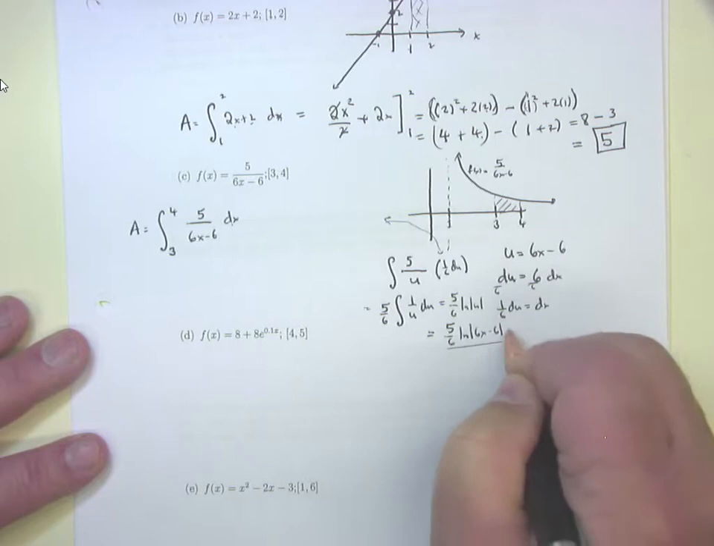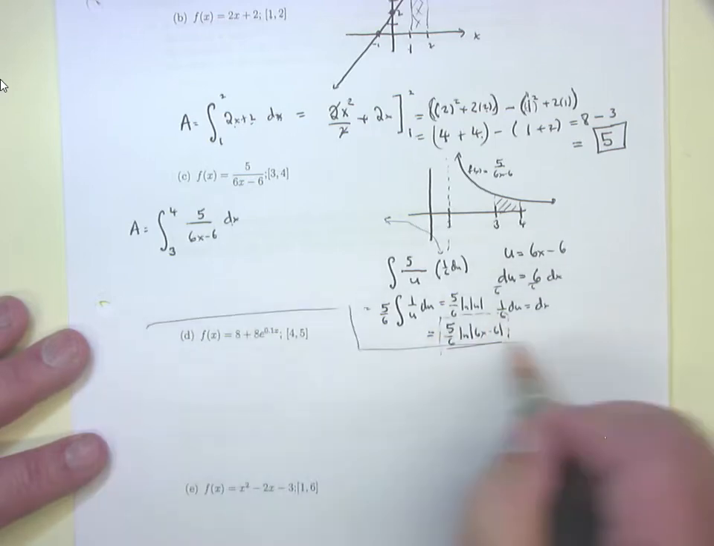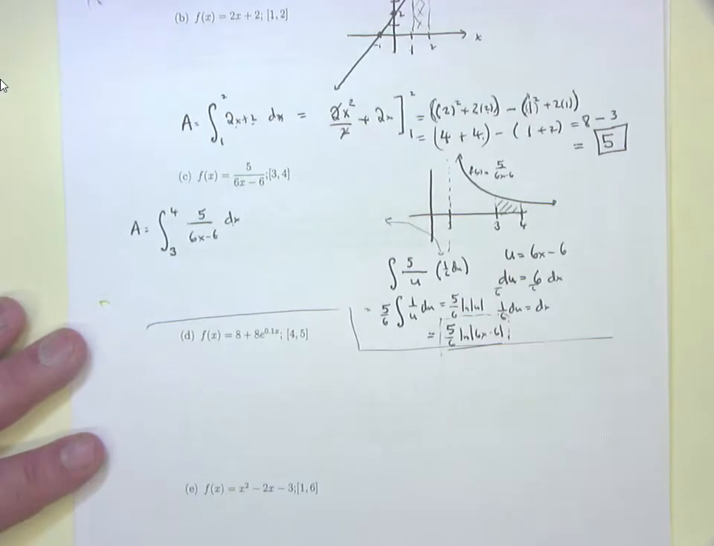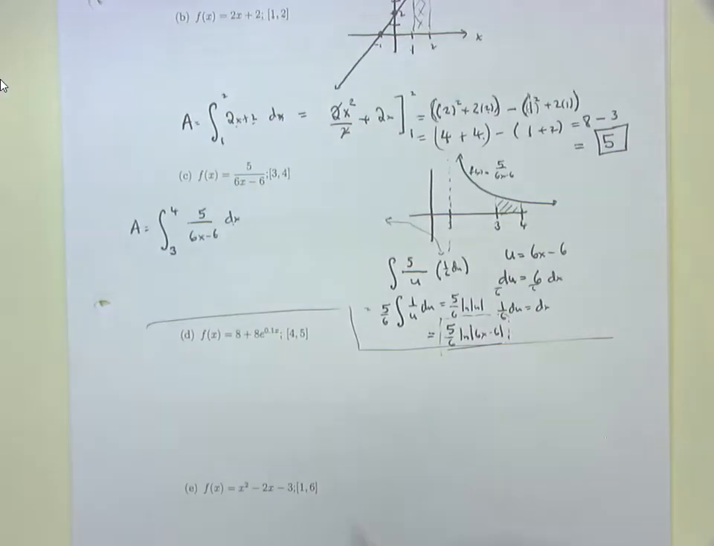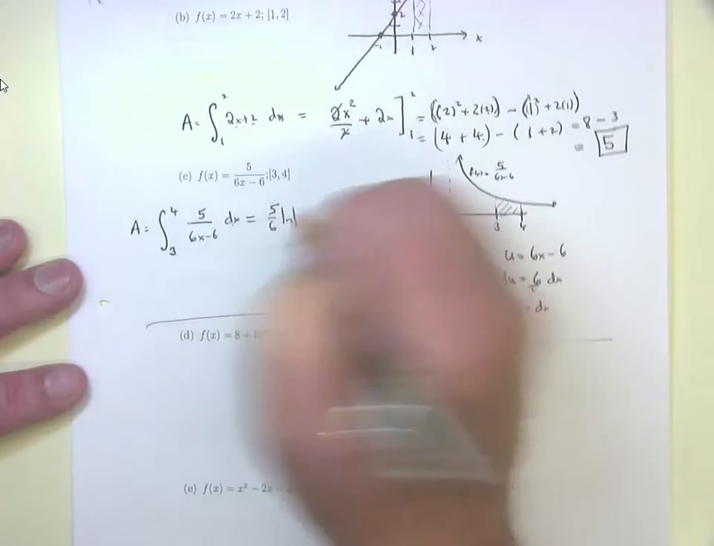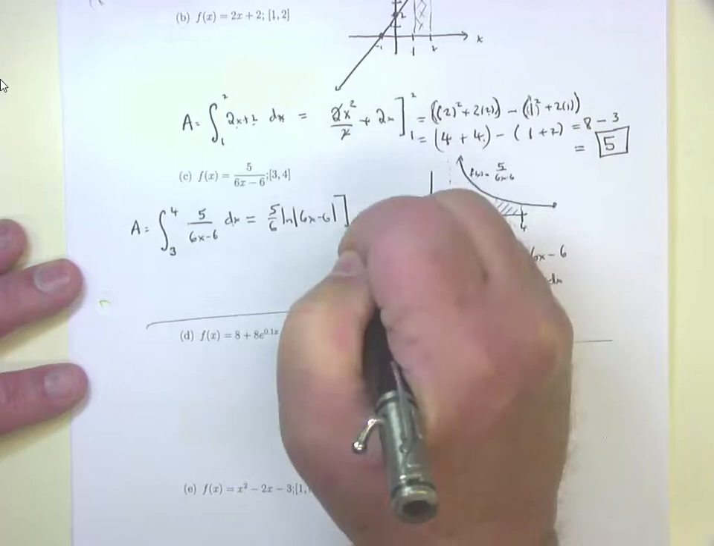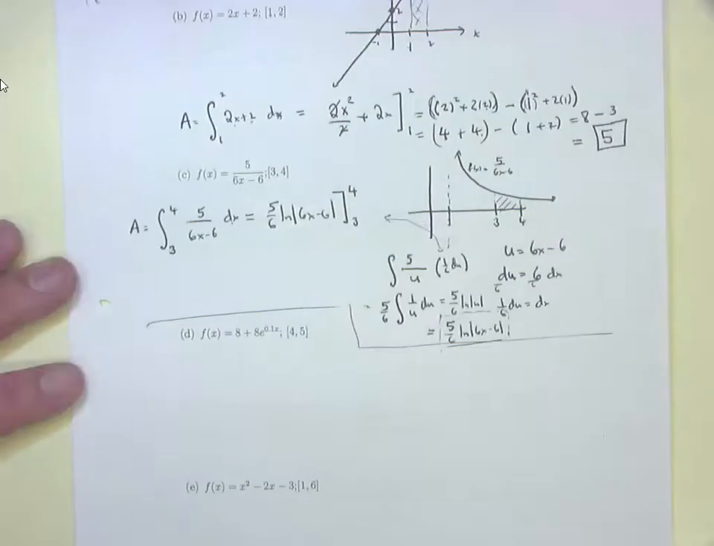That is my antiderivative. So all this work is just to get the antiderivative. But once I got that, here's the problem. This will be equal to 5/6 times the natural log of 6x minus 6, evaluated from 3 to 4. And now apply the fundamental theorem of calculus to get your answer. Plug in top minus plug in bottom.